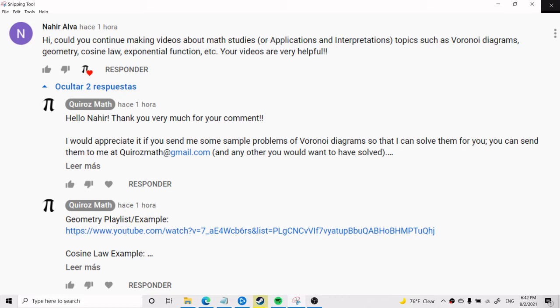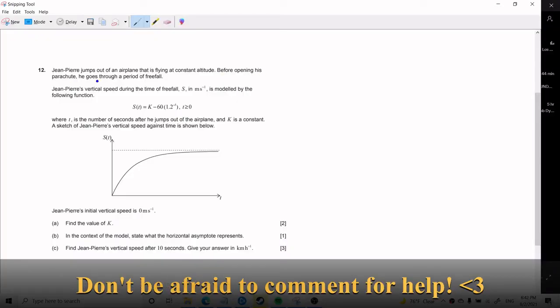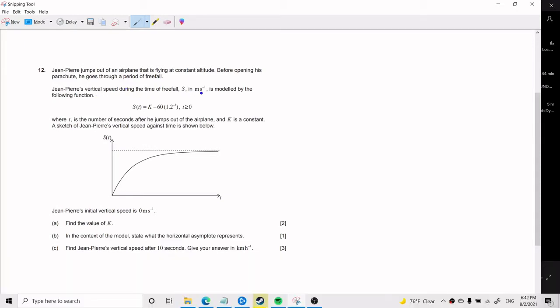So we have John Pierre, who jumps out of an airplane that is flying at a constant altitude. Before opening his parachute, he goes through a period of free fall, right? So his vertical speed during the time of free fall, s in ms^-1, which is really just meters per second, right? Is modeled by the following function, s(t) = k - 60(1.2)^(-t), where t is the number of seconds after he jumps out of the airplane and k is simply a constant.